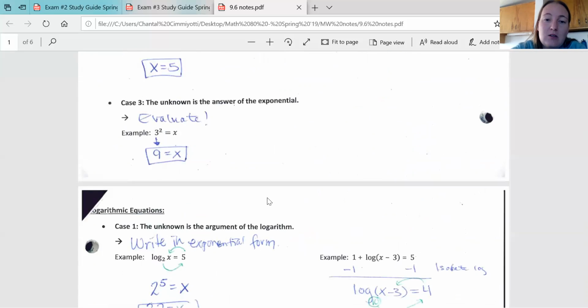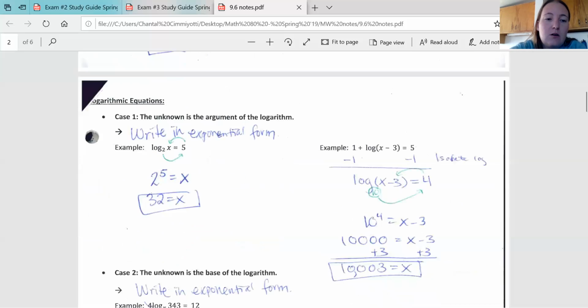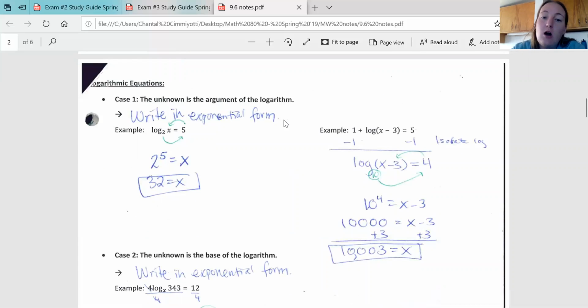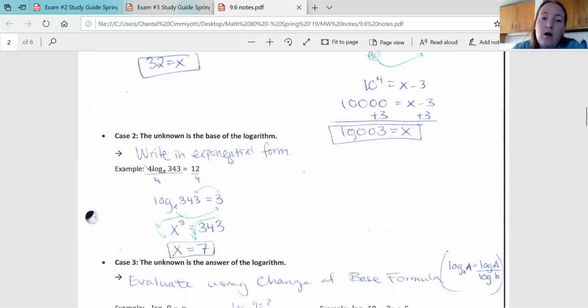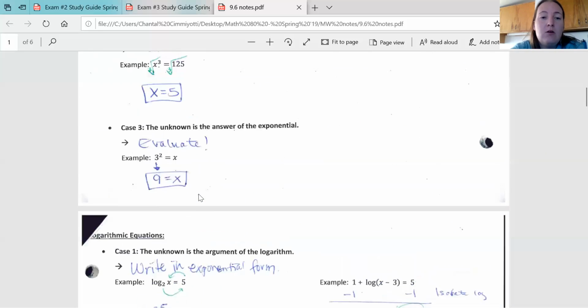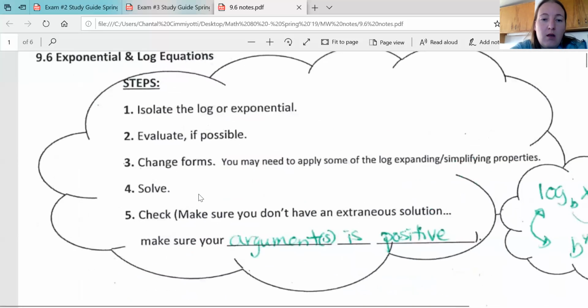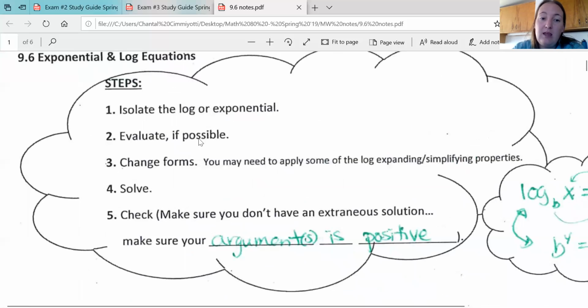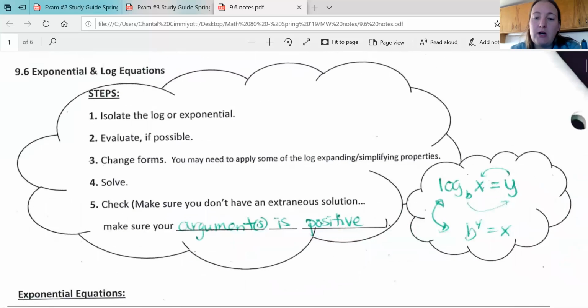When the unknown is the answer to an exponential, evaluate. When the unknown is the argument of the logarithm, write in exponential form. When the unknown is the base of the logarithm, write in exponential form. And when it is the answer to the logarithm, just evaluate. So basically that all boils down to isolate, evaluate if possible. Some of them you could evaluate right away. If not, you have to change forms, and then you can evaluate. Lastly, check for extraneous solutions.